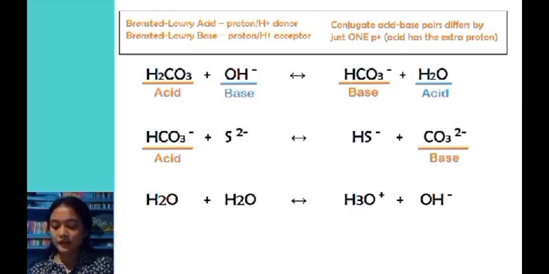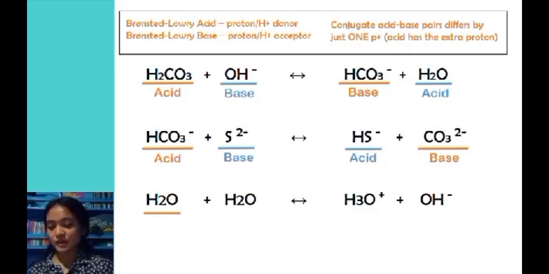So how about S2 minus and HS minus? Which one is the acid and which is the base? As we can see, they clearly differ by a single proton. Right? This one has the extra H. So this one is the carrier of the extra H. So this is the acid. And this is the base in the conjugate acid-base pair. Okay? So another example.